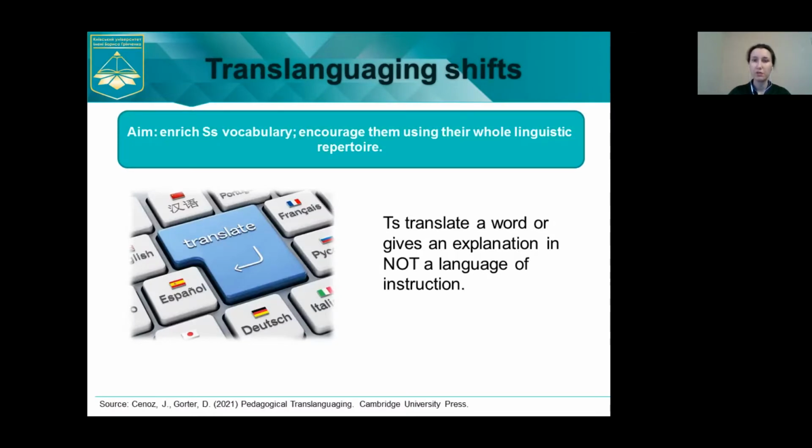The first activity I'm going to share with you is called Translanguaging Shifts. It aims to enrich students' vocabulary and encourage the usage of their whole linguistic repertoire. Students and the teacher work with the text, and when there is an unknown word for students, the teacher translates it or gives the explanation not in the medium of instruction. By doing this, the teacher encourages building the vocabulary not only in the language of instruction, but in other languages represented in the classroom. By doing this, it encourages multilingualism of individual students.